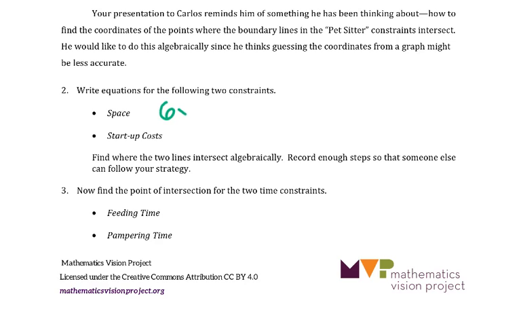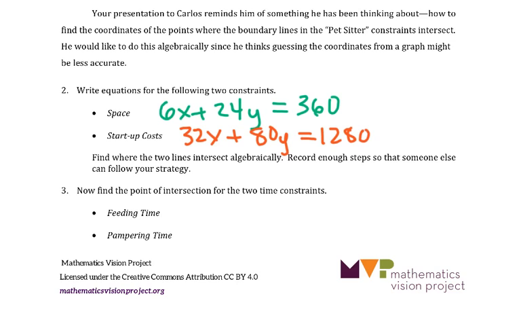So, space was 6x plus 24y. Now, if we're doing equations, normally we did inequalities, but here we're doing equations. So we put an equal here, and we had a total of 360. For the startup costs, it was 32x plus 80y equals 1280.